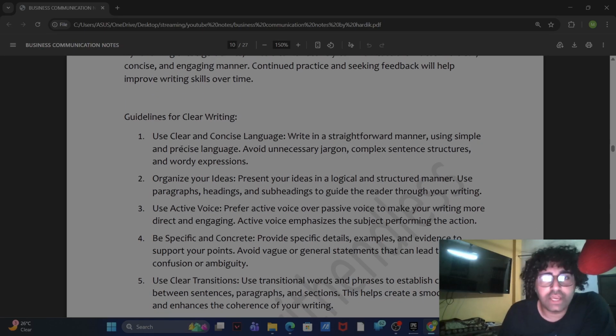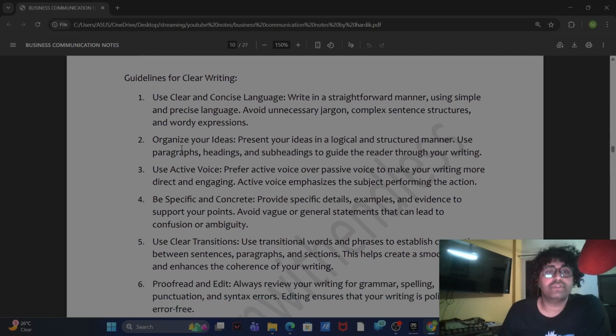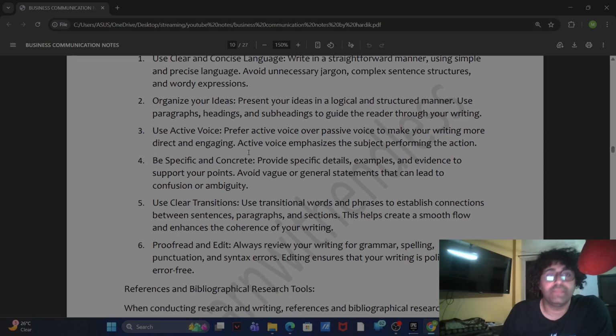Guidelines for clear writing. Use clear and concise language. Write in a straightforward manner using simple and precise language. Avoid unnecessary jargon, complex sentence structure, and wordy expressions. Organize your thoughts. Present your ideas in a logical and structured manner. Use paragraphs, headings, and subheadings to guide the reader through your writing.